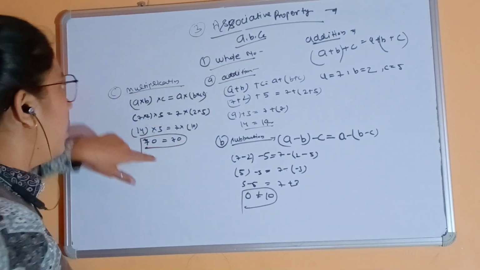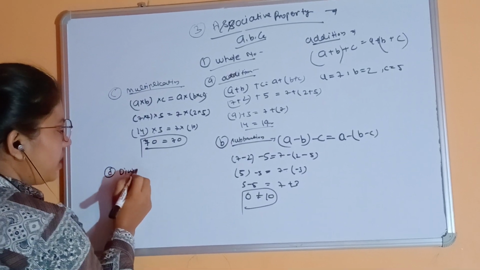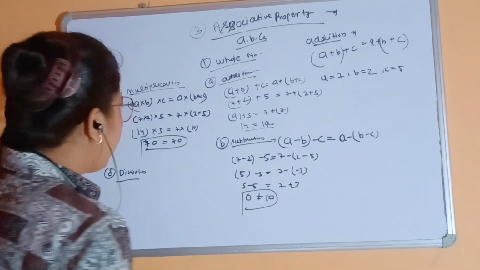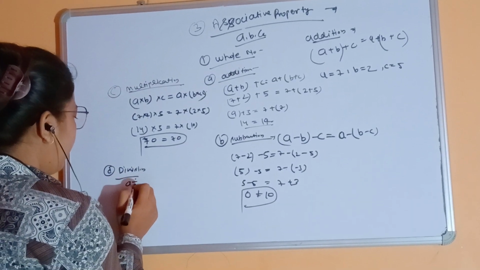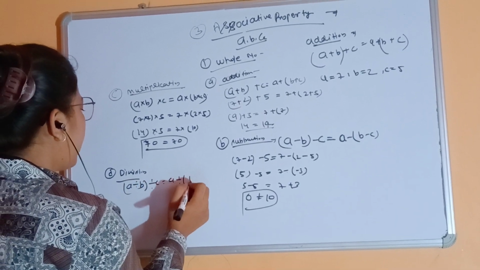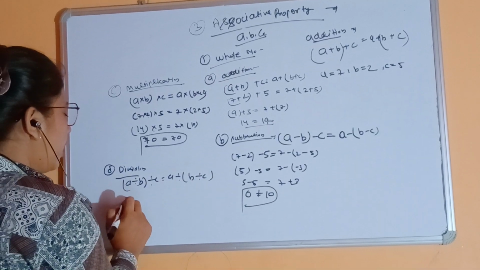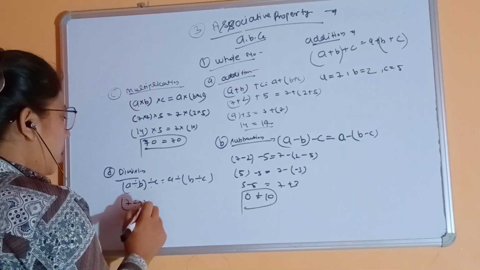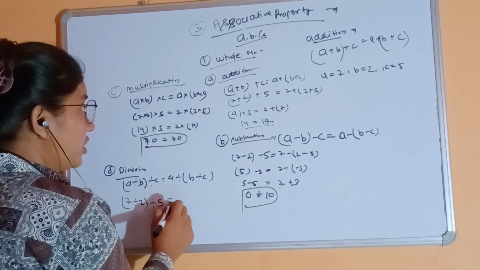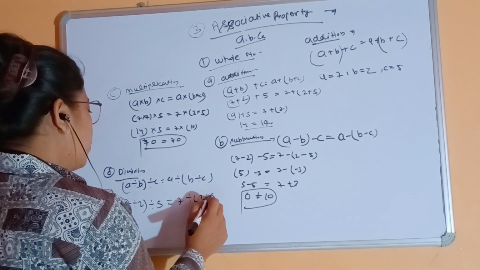Okay. So in the last one we will take division. Division, I think, does not follow. If subtraction does not follow, then division also does not follow. Take the same example. A divided by B divided by C, and A divided by another bracket B divided by C. So A is equal to 7 here, B is equal to 2 and C is equal to 5 here.